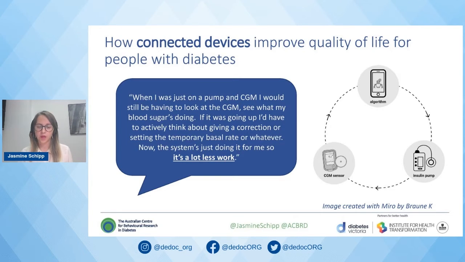So for example, this person here was previously using a pump and a CGM separately, and then they started looping. They said, "When I was just on a pump and CGM, I'd still be having to look at the CGM, see what my blood sugar is doing. If it was going up, I'd have to actively think about giving a correction or setting a temporary basal rate or whatever. But now the system's just doing it for me, so it's a lot less work. A lot less work and a lot less time."